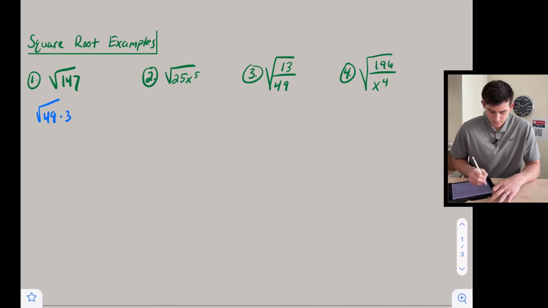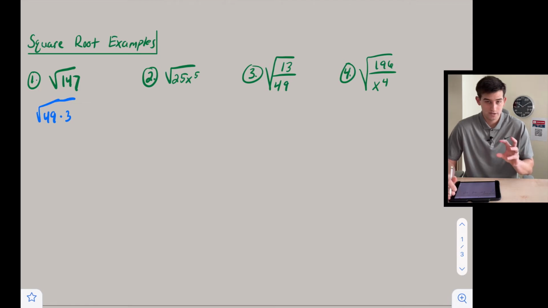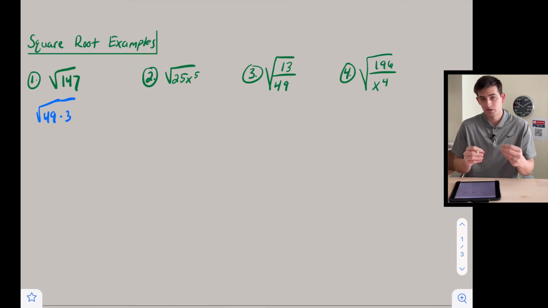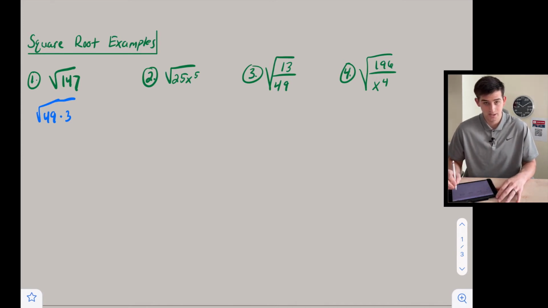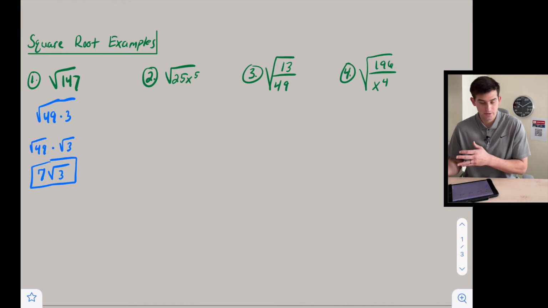So what we are able to do here is separate our radicand, 147, into two factors. The goal of that is to give us a perfect square factor so that we can simplify it, and we've gotten a perfect square factor with the square root of 49. So now we can write this as the square root of 49 times the square root of 3. The square root of 49 is 7, so our final answer is 7 root 3, or 7 times the square root of 3.